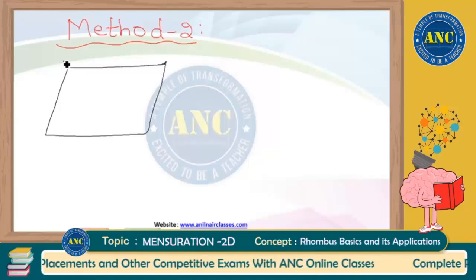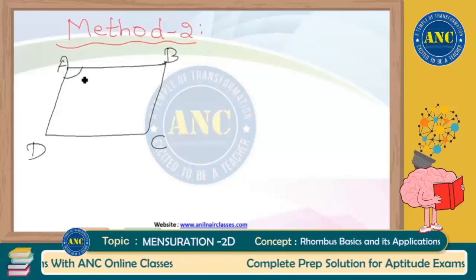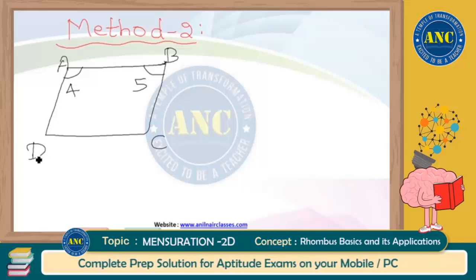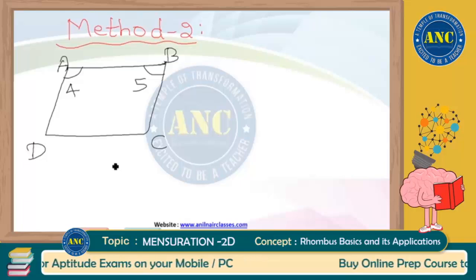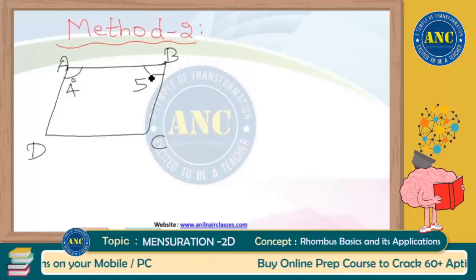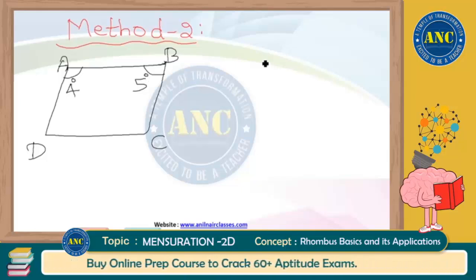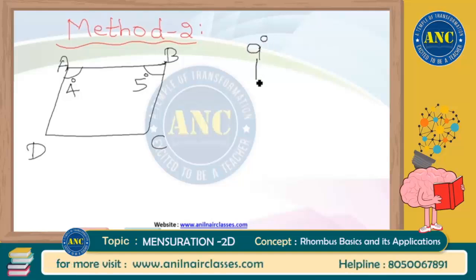Now see here, sir, there is a rhombus ABCD. It is said in the question that angle A and angle B are in the ratio 4:5. So what I will do is, angle A, instead of taking it as 4x, I will assume it as 4 degrees. Angle B, instead of taking it as 5x, I will assume it as 5 degrees. But we know that according to the ratio, angle A plus angle B is 4 plus 5, 9 degrees.